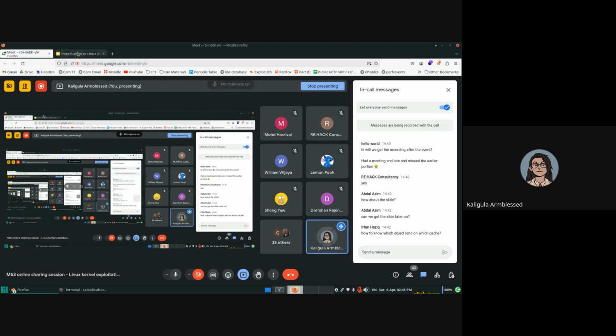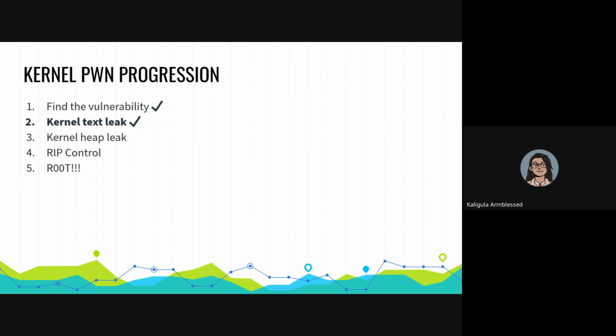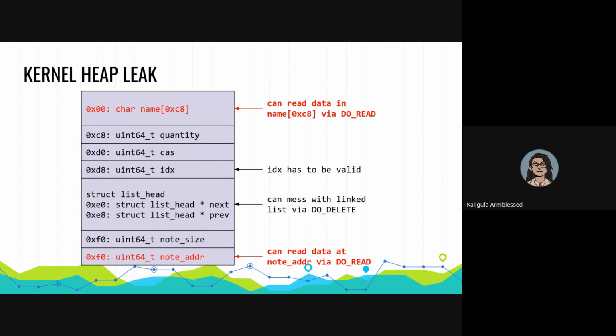Okay, so let's continue. Currently at this point, we have our kernel text leak, and we have reallocated our victim object to a message object. Now from there, we need to transform our UAF primitive into something that will allow us to eventually control RIP. So let's take a look back at the chemical object and see what we can use to help in our exploit.